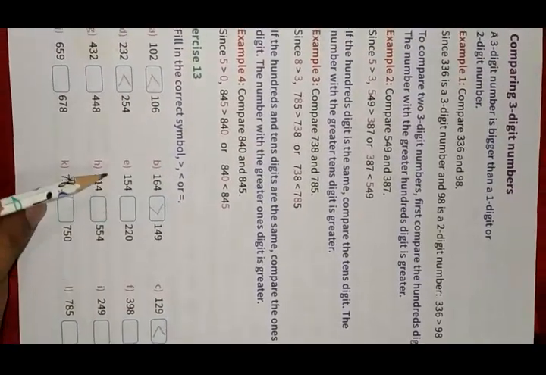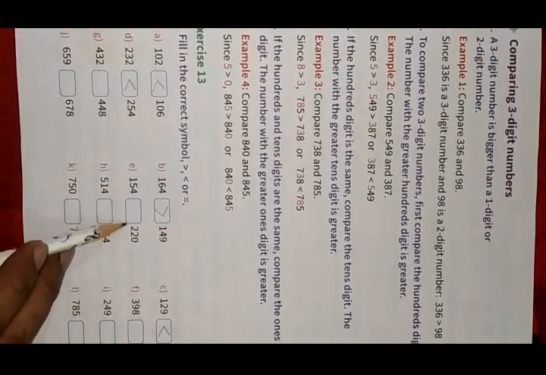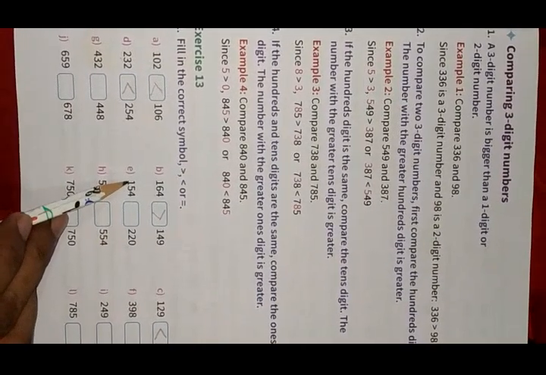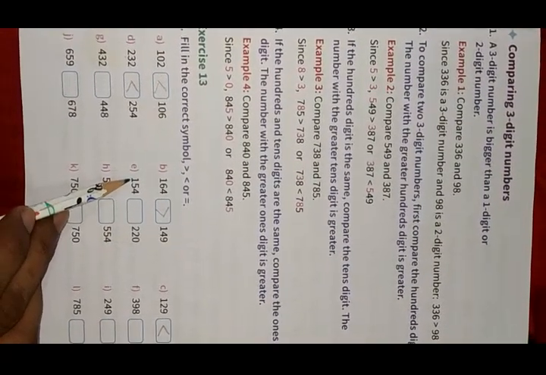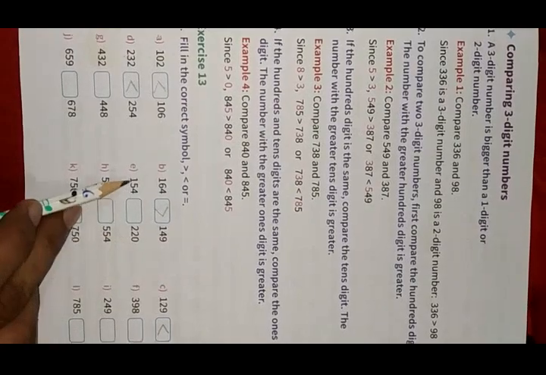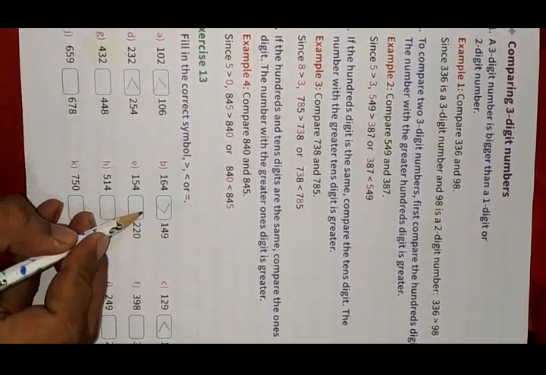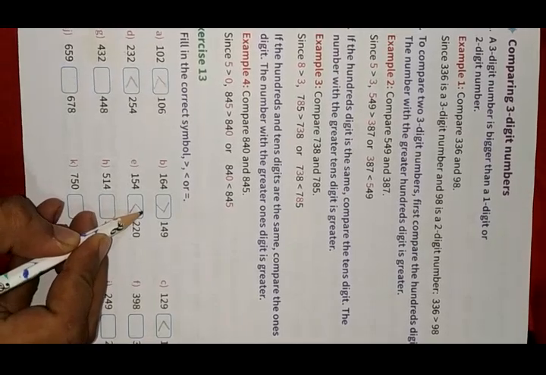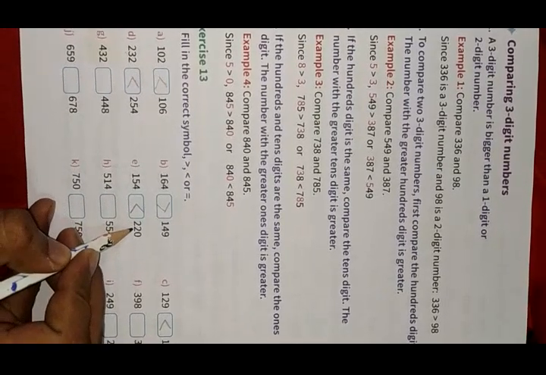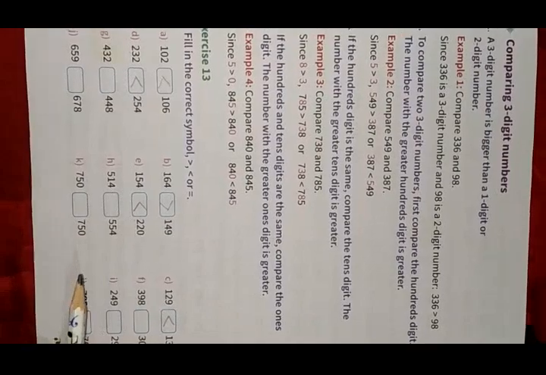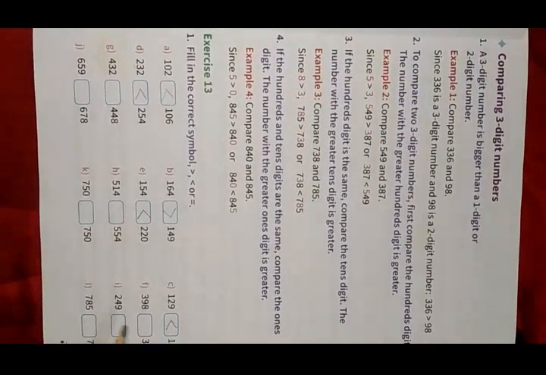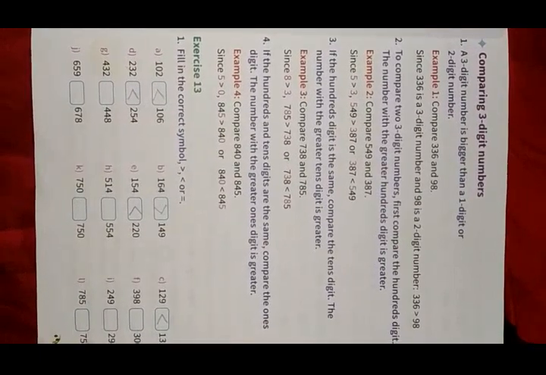Okay. E part, 154 and 220. Here the hundreds place digit is 1 and here it is 2. Which one is greater? 2 is greater than 1. So we will put the sign like this. Okay. Now you can do the other parts of this question.